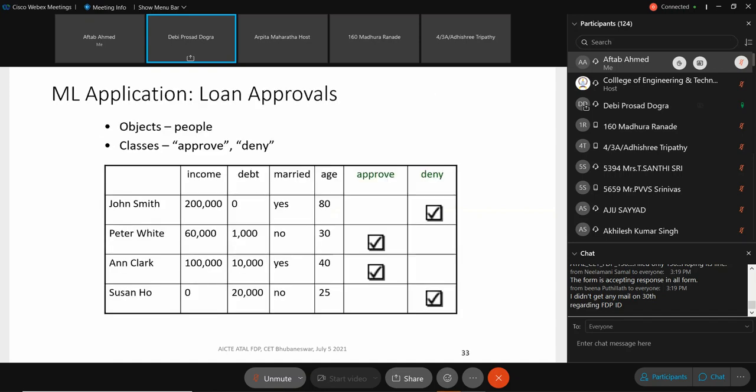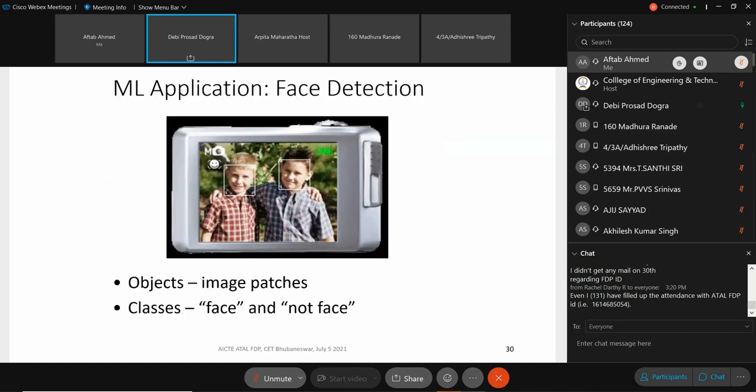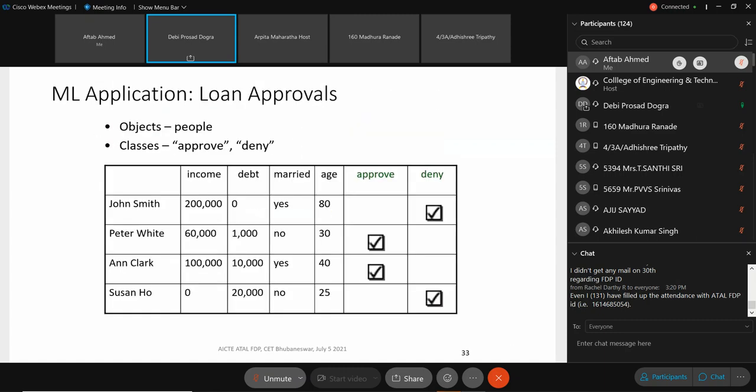We can also have economic applications, for example, where objects can be people, and the classes can be whether the loan can be approved or not, based on their past data, maybe their income, their marital status, their debt, their age, and all these things. So ML can be applied. We have seen that ML can be applied in many things: vision based applications, medical imaging, audio processing, and typical business applications.